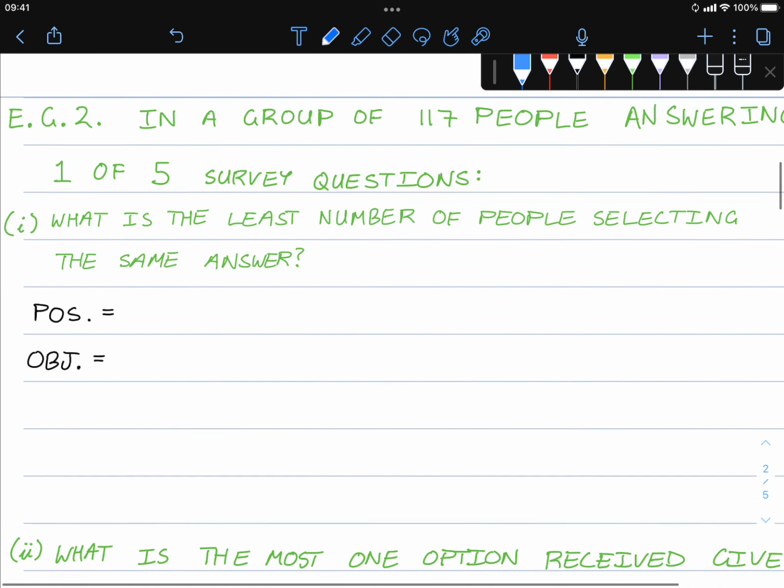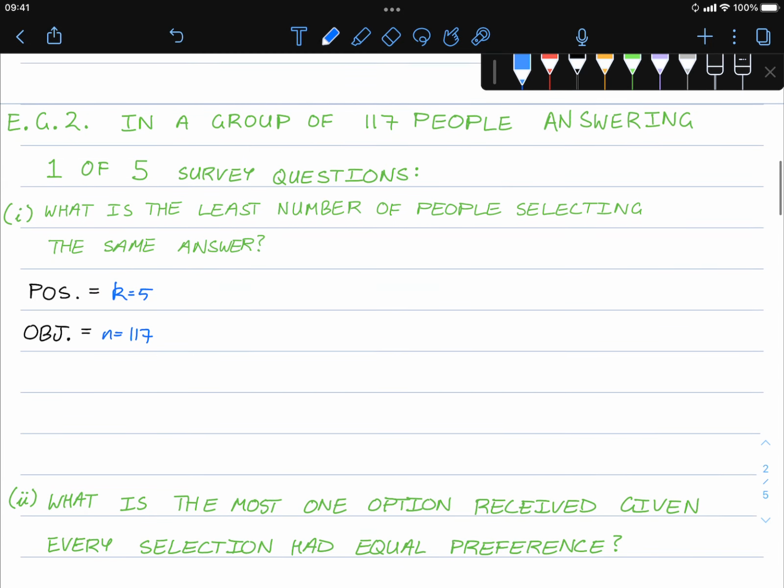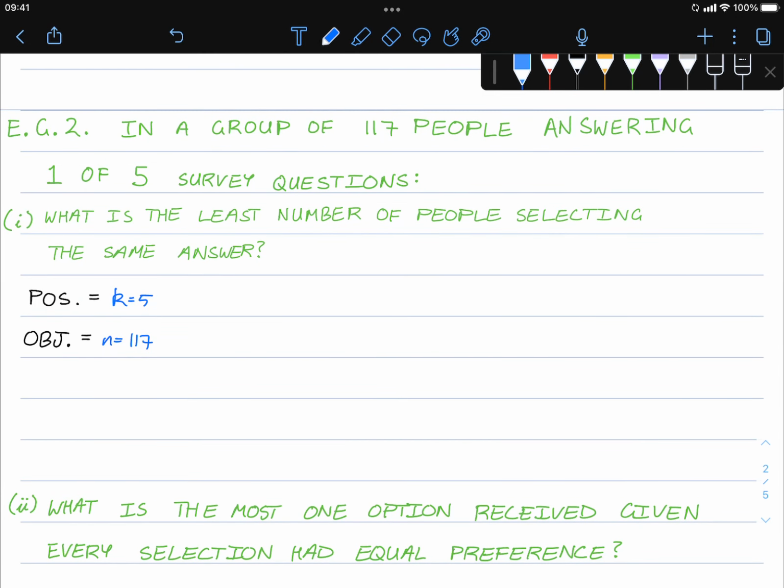First, as always, it's best to recognize what the positions are and what the objects will be. In this case, the position is one of 5 different questions, since we're going to try and divide the 117 people into those 5 different questions. So in this case, k is equal to 5 and n equals 117. By the generalized pigeonhole principle, 117 divided by 5.